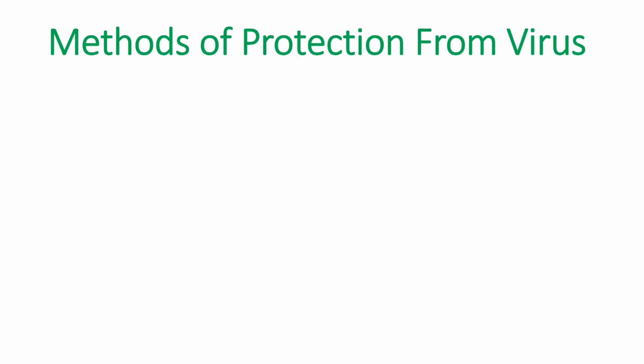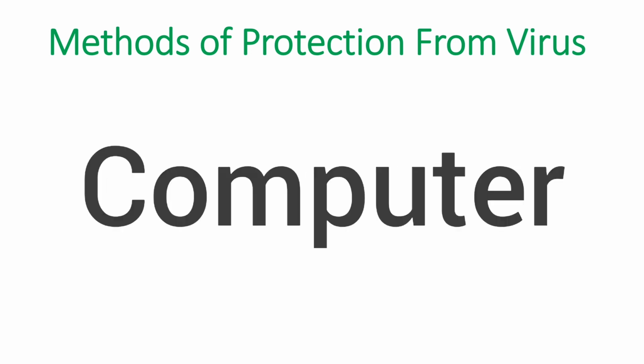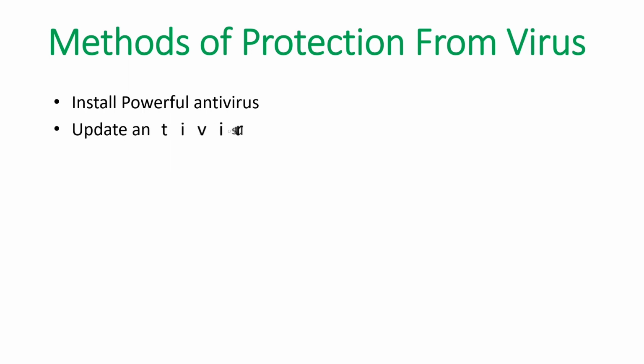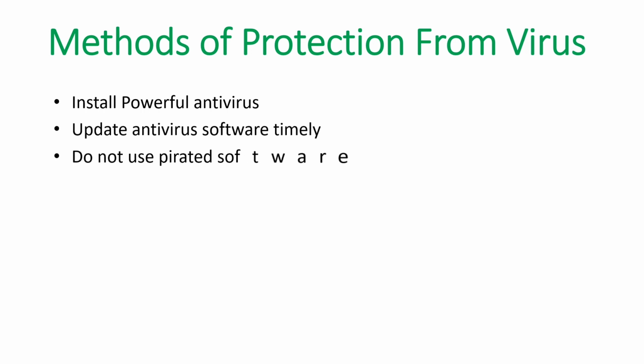Now let's see the methods of protection from virus. How can we protect our computer from virus? First of all, we have to install powerful antivirus software in order to protect our computer from virus. Similarly, we have to update the antivirus software regularly. Do not use pirated software. We should not use pirated software in order to protect our computer from virus.